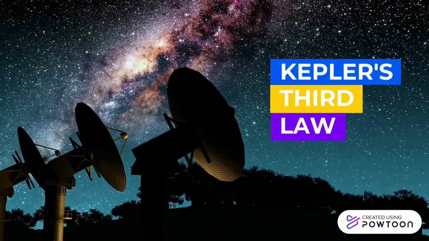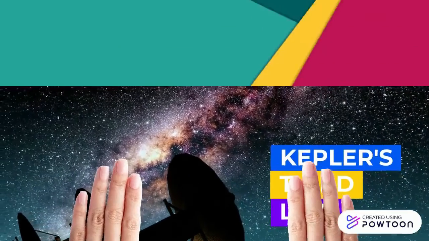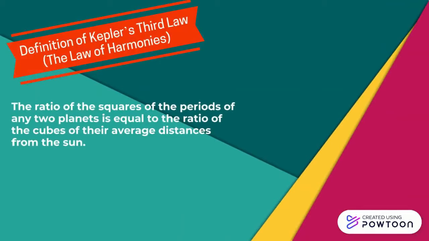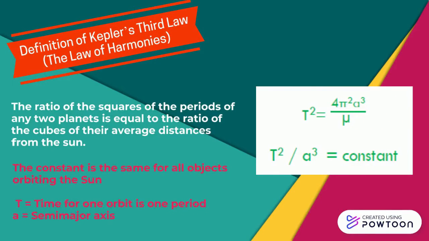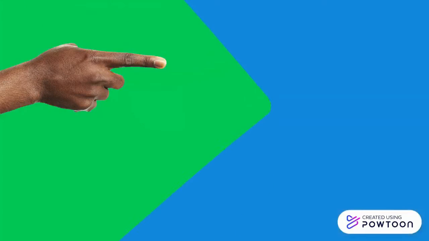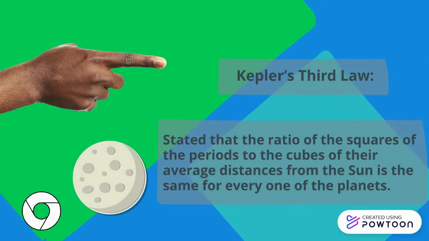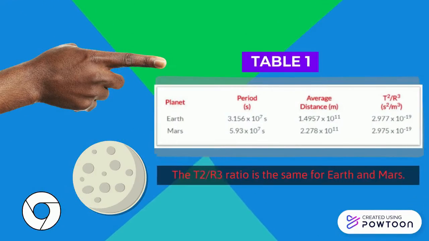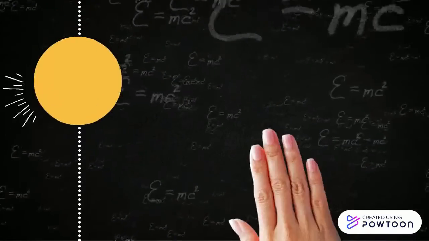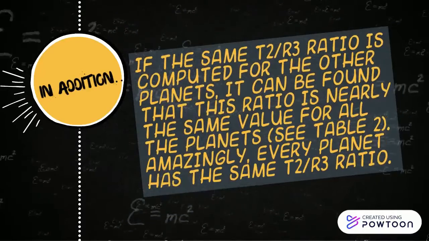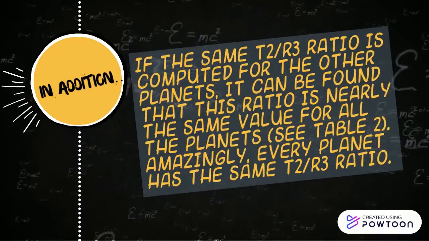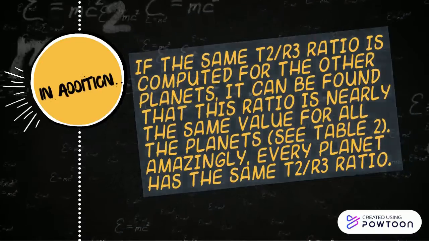Kepler's third law. Definition of Kepler's third law, the law of harmonies. Kepler's third law stated that the ratio of the squares of the periods to the cubes of their average distances from the Sun is the same for every one of the planets. Amazingly, every planet has the same T² over R³ ratio, which is equal to 1.